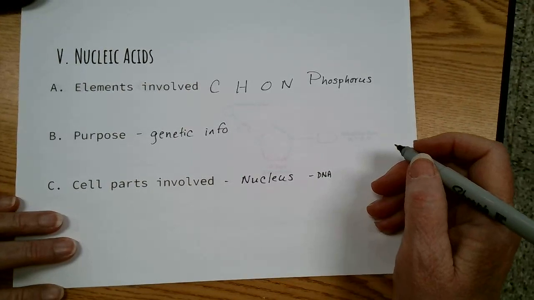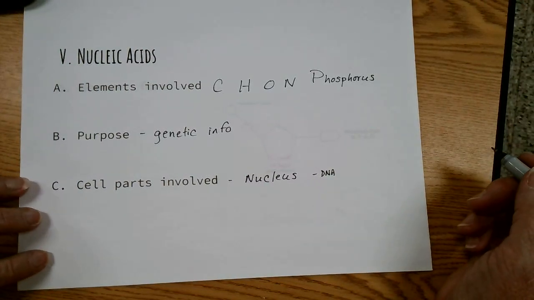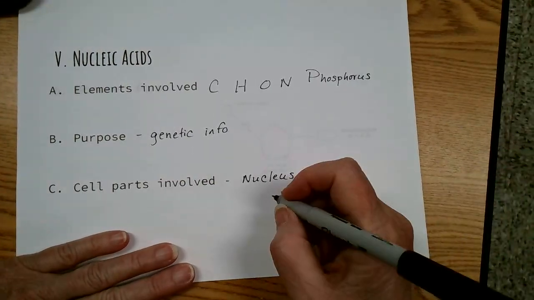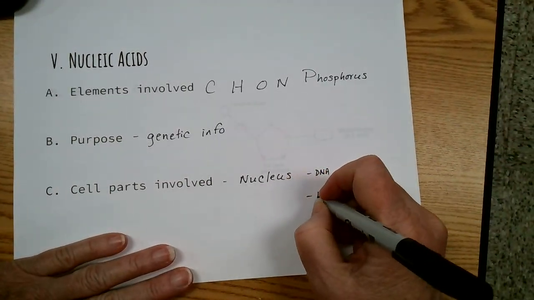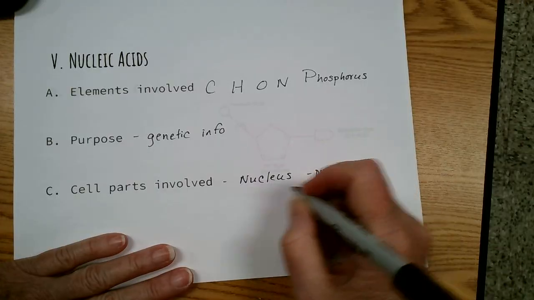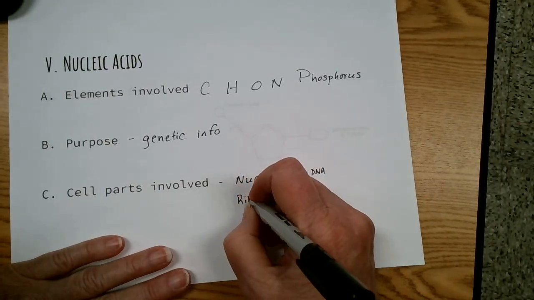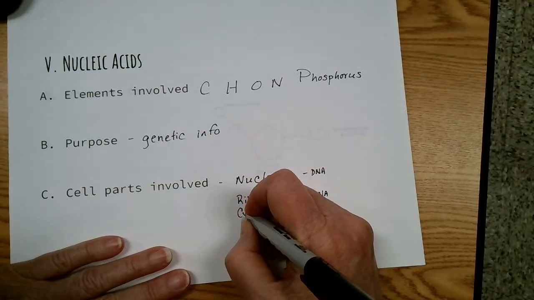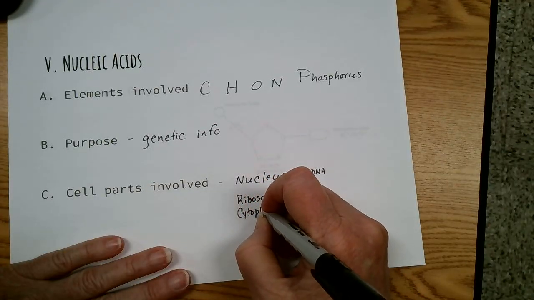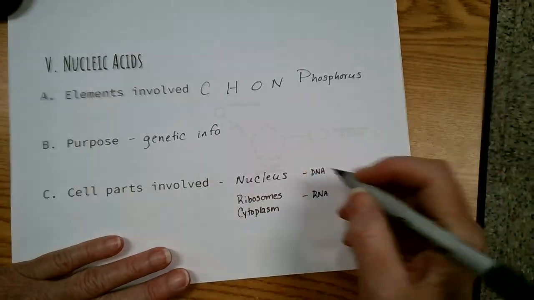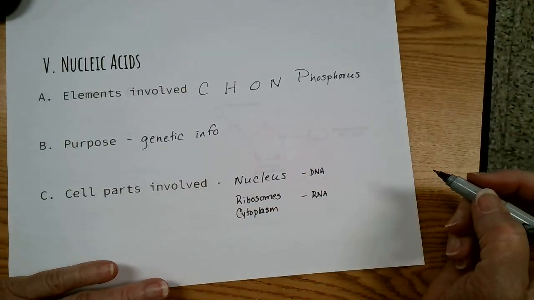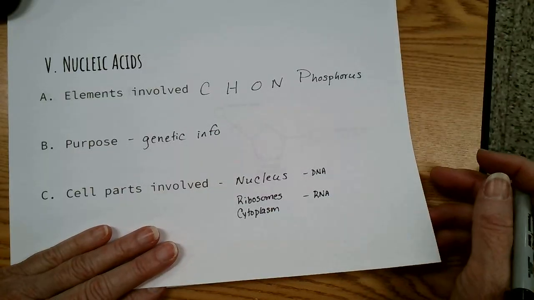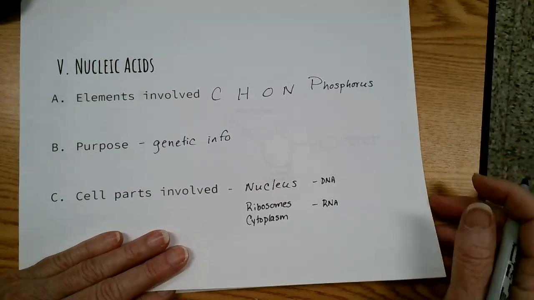The only time you see DNA out of the nucleus is in a prokaryotic cell, those cells that don't have a nucleus, like bacteria. But you can also see its co-partner, RNA, in ribosomes. You can see that also out in the cytoplasm. You can also see RNA in the nucleus as well. So there's our three things: the nucleus, the ribosome, and cytoplasm. Nucleic acids go fast. Isn't that nice?